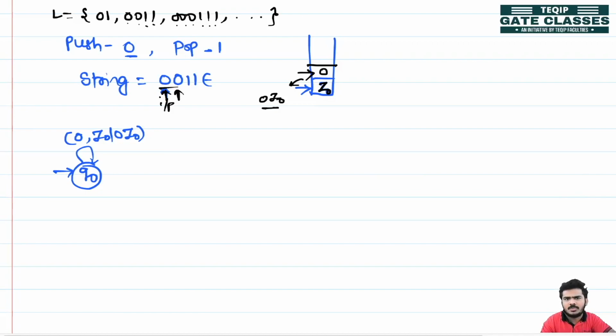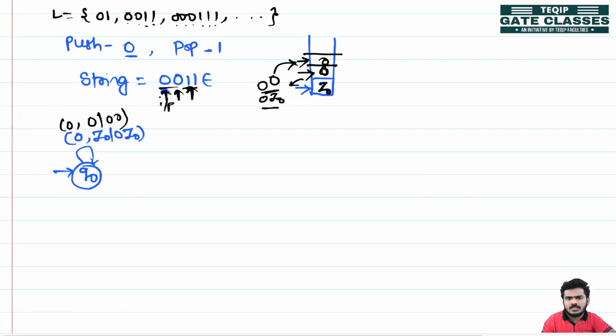Now the next input is 0 and the top of the stack is 0. So what to do? When 0 is there and the top of the stack is also 0, I will pull out this 0, and again 0 is there. So whenever 0 comes, I have to add 0 0. So this becomes 0 0, and I will push that 0 0 into the stack. This is the first 0 and this is the second 0. Now my top of the stack becomes this. Understood? And next, 1 occurs. Now the input is 1 and the top of the stack is 0.